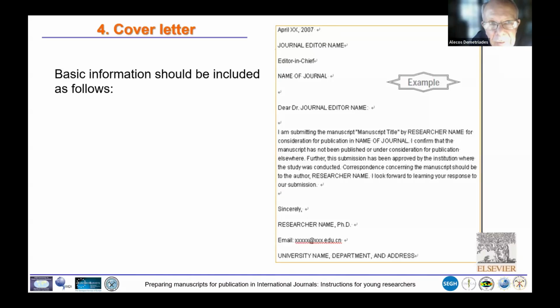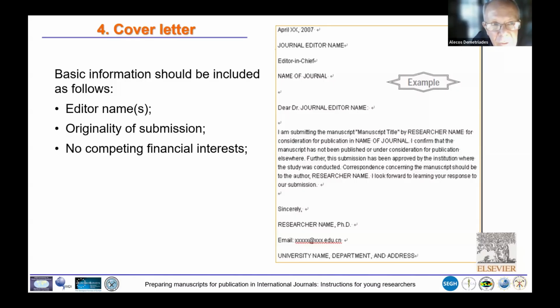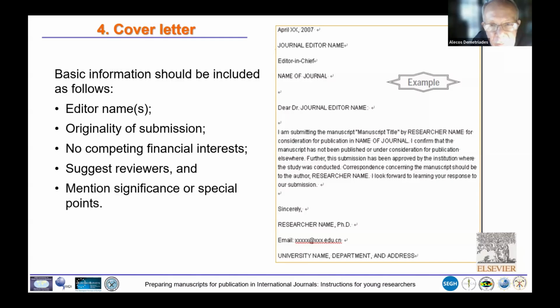And the cover letter. In your cover letter to the editor, basic information should be included as follows: editor names, originality of submission, no competing financial interests, suggested reviewers, and mention the significance of special points. It's very short. You don't need to write a very long letter because the editor would not like it.